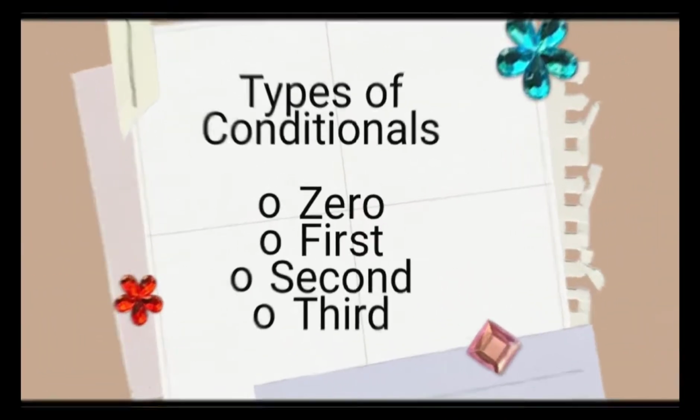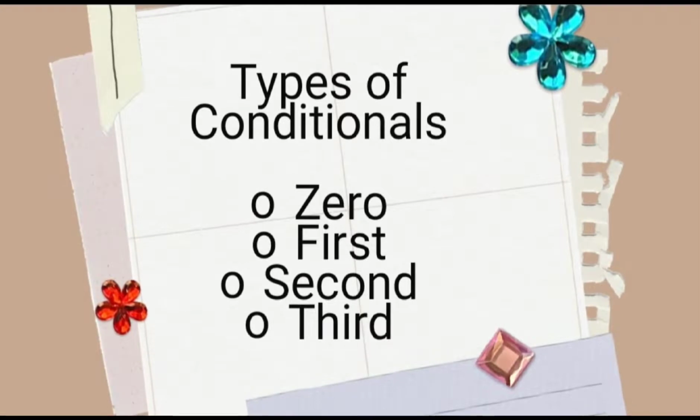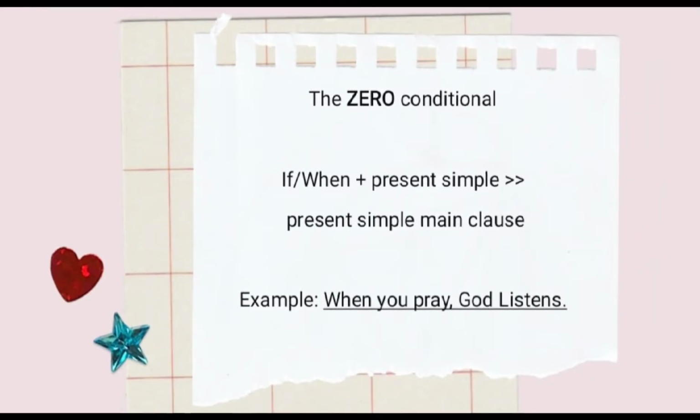There are 4 different types of conditionals. We have 0, first, second, and third. Recalling about the 0 conditional, we follow the format if or when plus the present simple condition followed by a present simple main clause. In the example, when you pray, God listens.